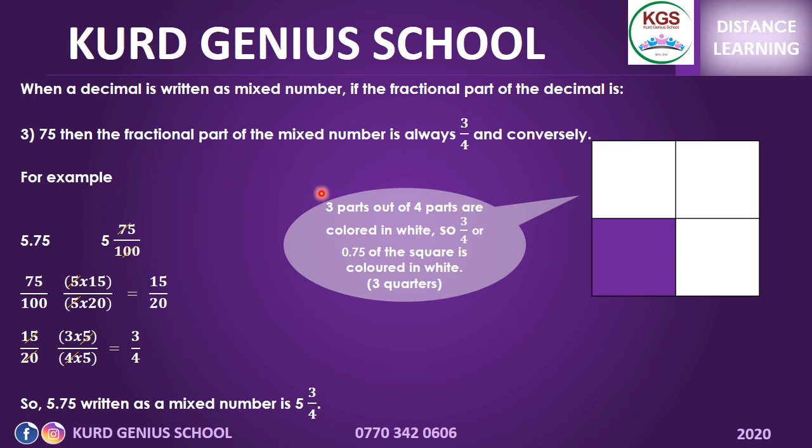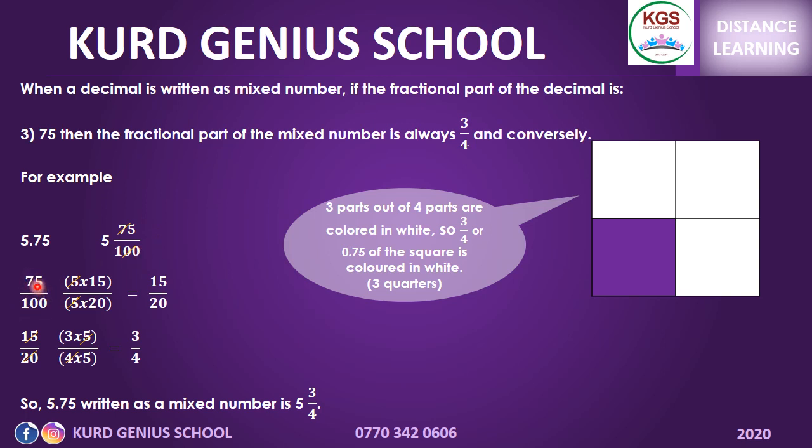Now let's clarify this more by an example. We have a decimal. The fractional part is 75. That means we have 75 parts out of 100 parts. So we write 75/100 in the fractional part, and we keep the whole number as it is in the whole number part. So we write 5 and 75 hundredths. Now we have to simplify this fraction to its simplest form.